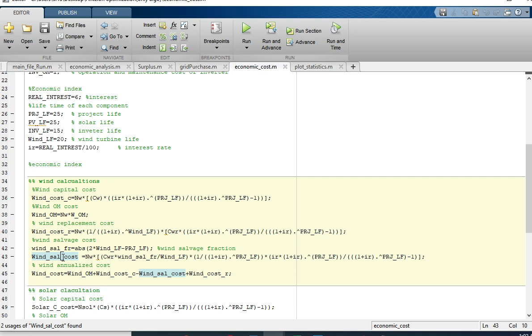Actually this is an asset. At the end of the project life, it can be sold. So it should be subtracted from the wind cost. So the wind cost is the wind OM cost, plus wind capital cost, plus replacement cost, minus the salvage cost.